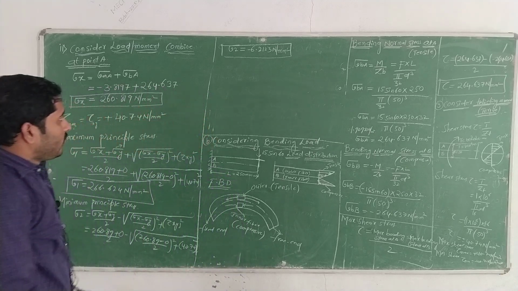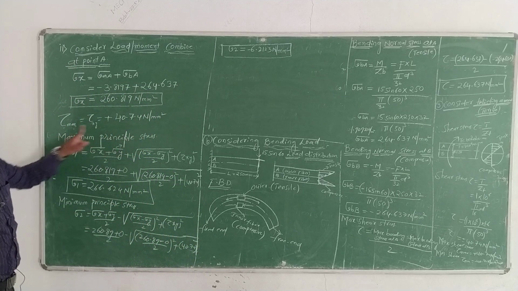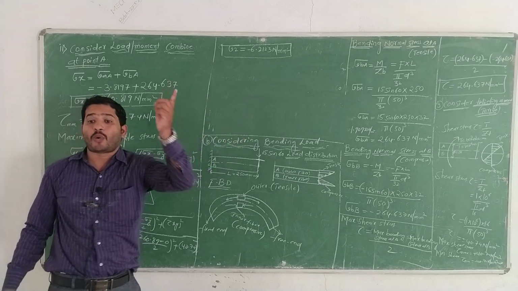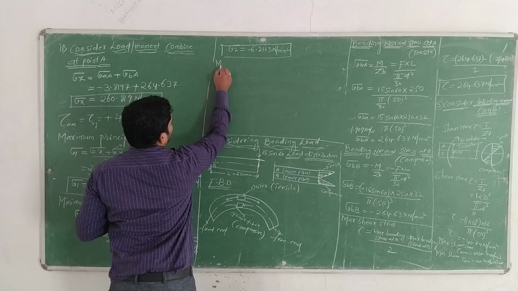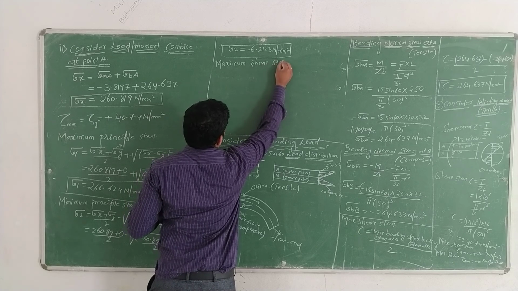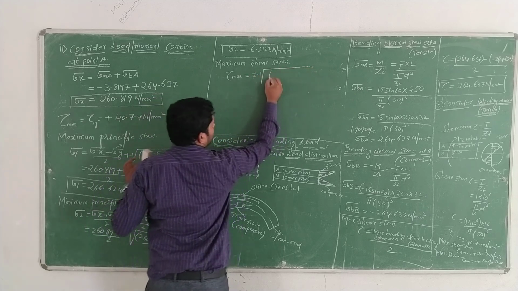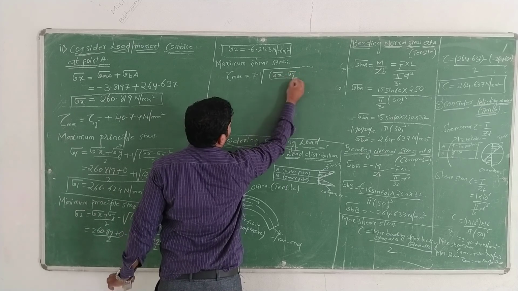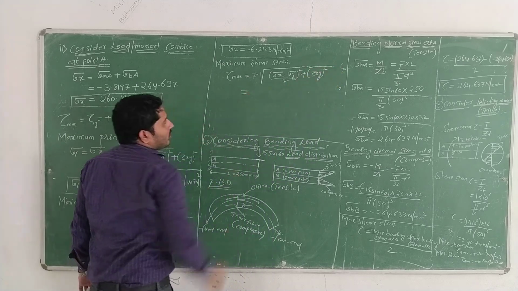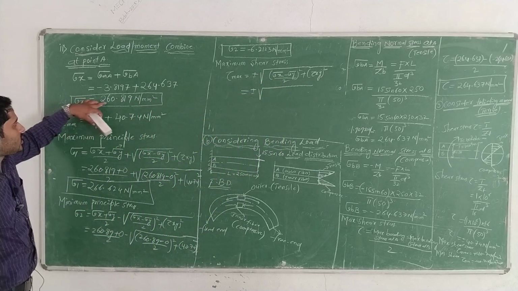Okay. Again, what we need to find out here? The maximum shear stress, because we found the maximum principal stress, then the minimum principal stress, and after that we need to find the maximum shear stress at point A. Okay dear. Tau max equal to plus and minus under root of ((sigma x minus sigma y) by 2) whole square plus tau xy whole square. So plus and minus, sigma x value is 260.819.